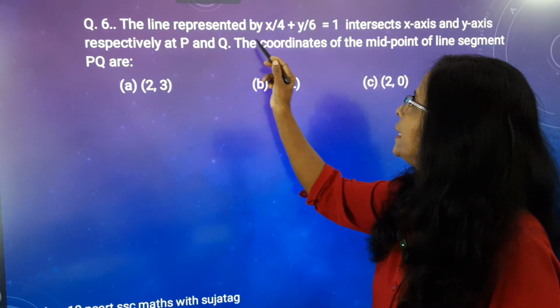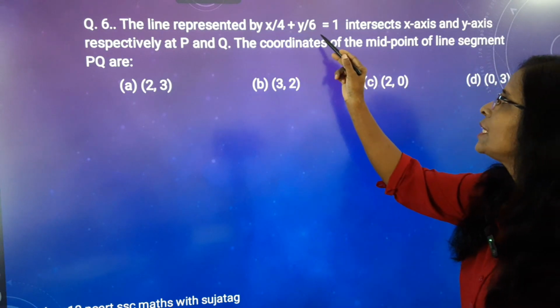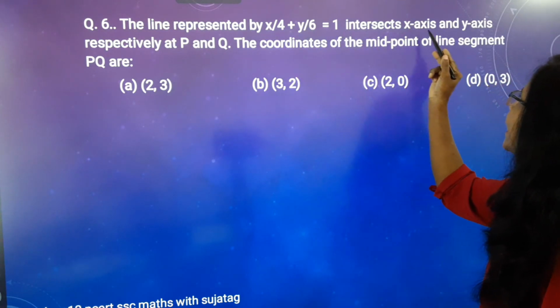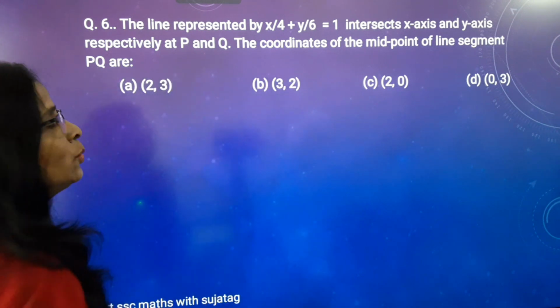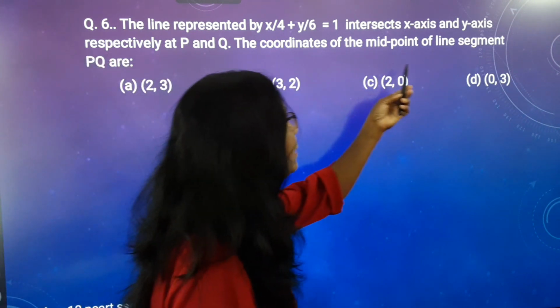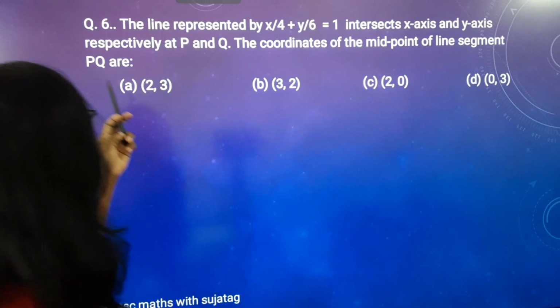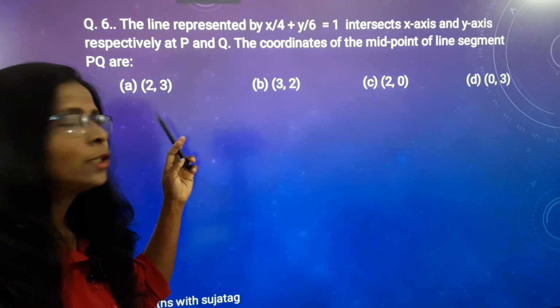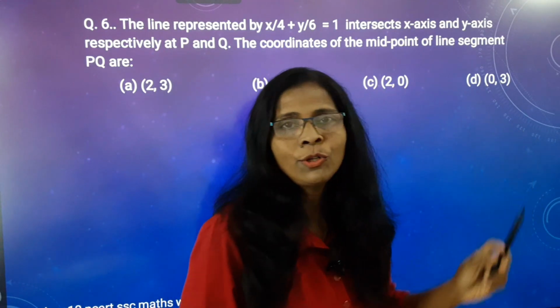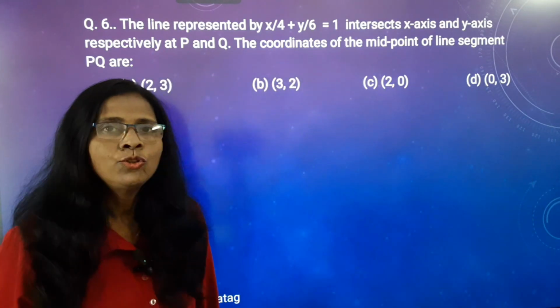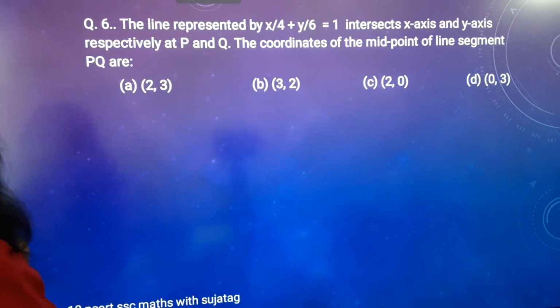Question 6, students. The line represented by x upon 4 plus y upon 6 is equal to 1 intersects the x-axis and y-axis respectively at P and Q. The coordinates of the midpoint of line segment PQ are: options are (2, 3), second (3, 2), third (2, 0), and the fourth (0, 3). So let us see how we can solve this example.